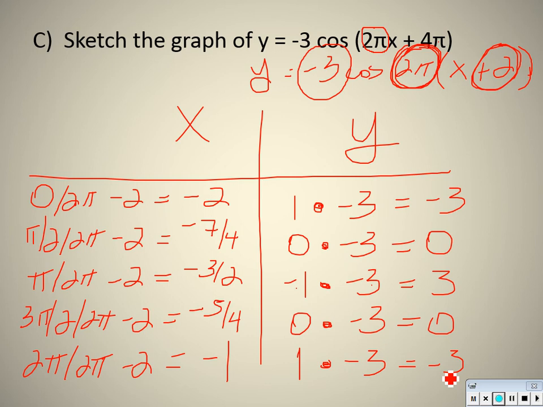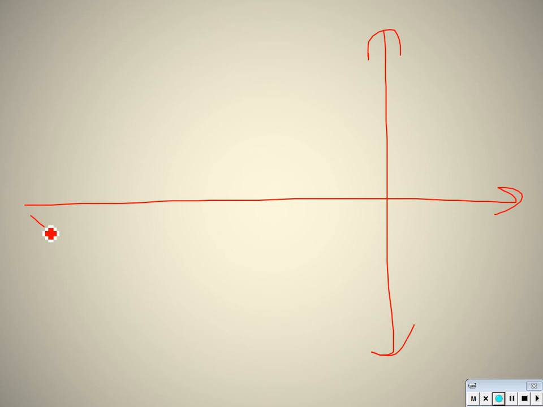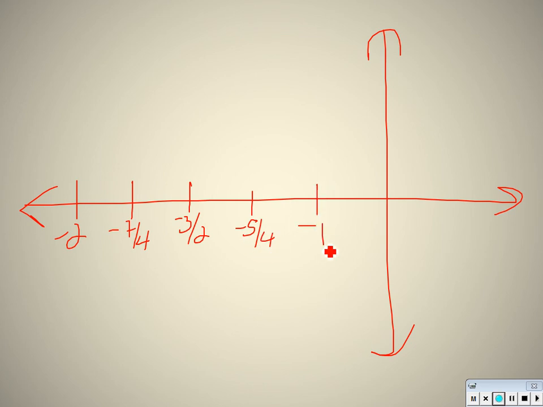So now I can start to plot some points. So notice with this that all 5 of my x values are on the negative side of the x-axis. So when I go to do this here, I have negative 2, negative 7/4, so leaving myself a lot of room on this side here, negative 3/2, negative 5/4, and finally negative 1. And then my y values are going from positive 3 down to negative 3.